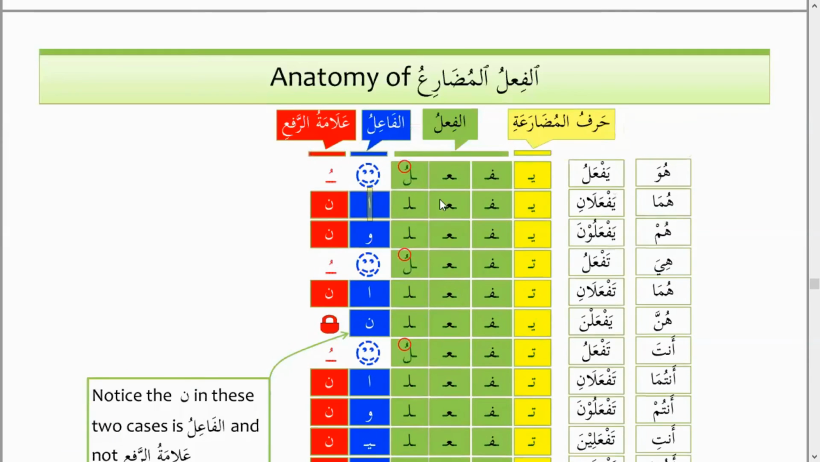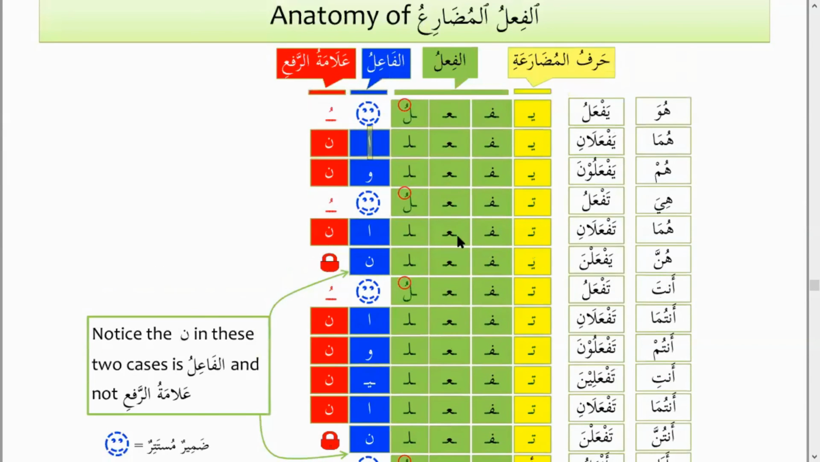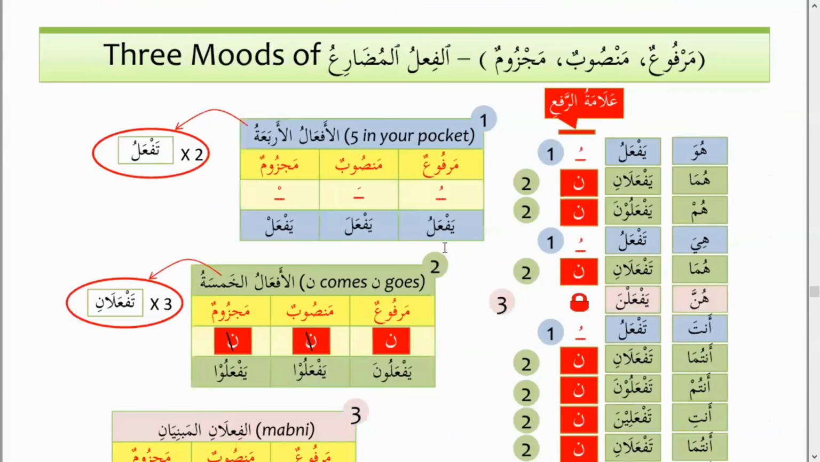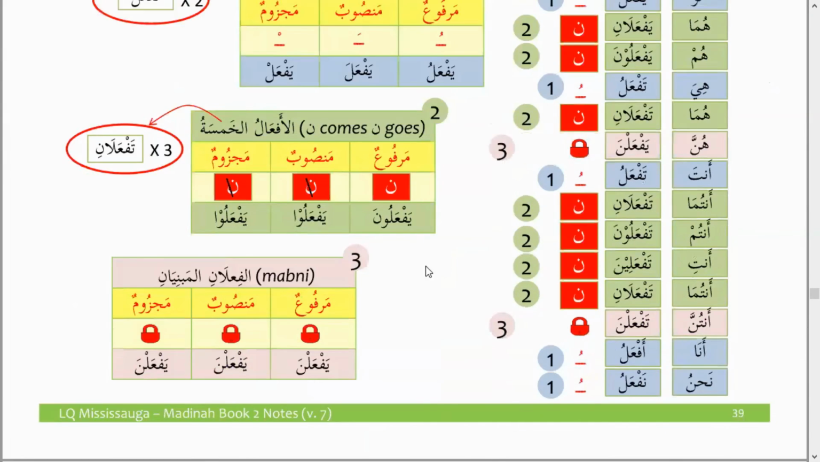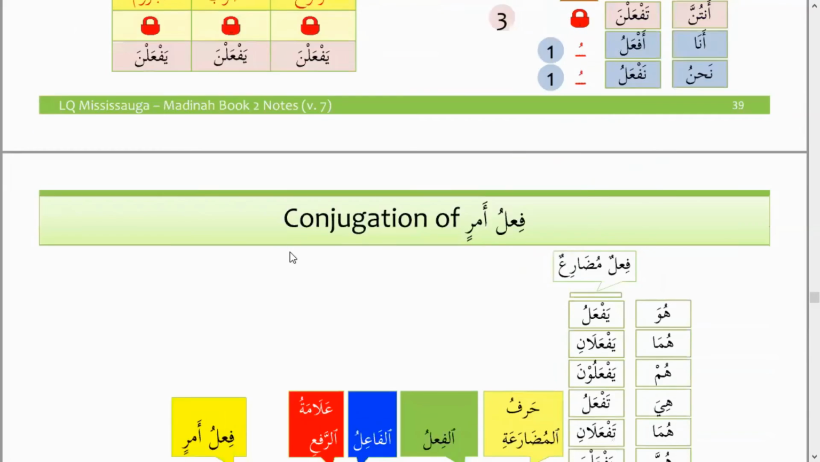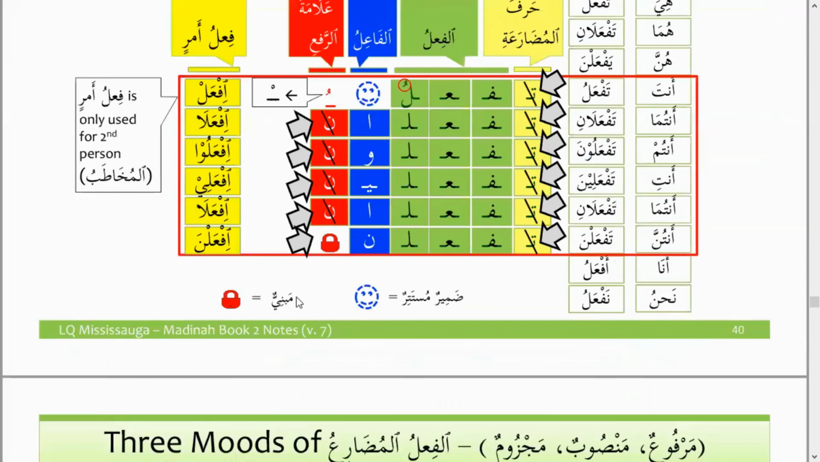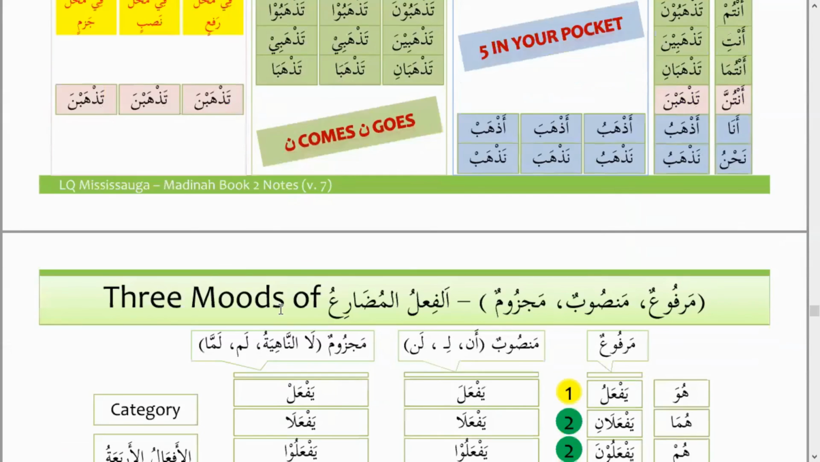So if you understand the basics, this is the case of fail mudare. All these three types of fail mudare in the moods. And this is all about it. Again, he goes about that. Noon drops and noon goes, and this is what. And fail amr. And inshallah, I think this is enough. We'll continue this from tomorrow.